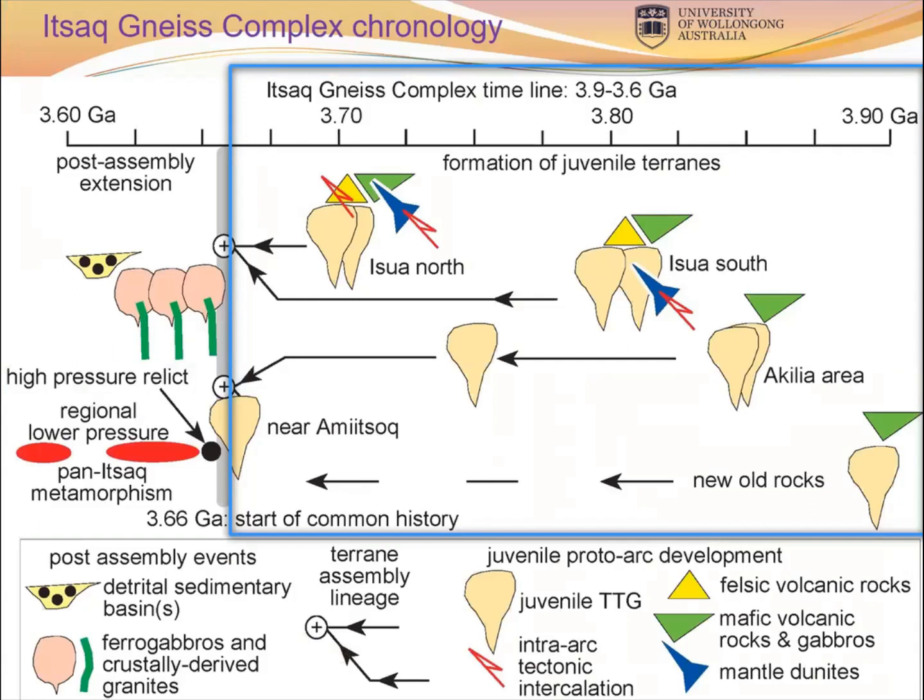So after quite a few decades of this sort of work, you can start to build up a picture which shows that this so-called Itsaq gneiss complex in Greenland didn't form all in one time. You actually have pulses of forming of what's called juvenile or new crust, starting at about 3,900 million years and going in several pulses all the way through to about 3,700, and even one at almost 3,660 million years ago.